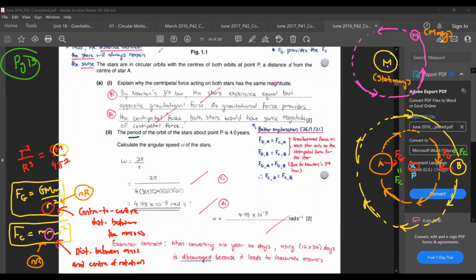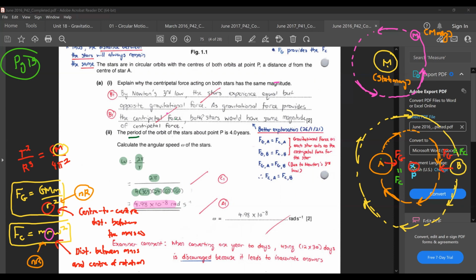You can actually just find omega from omega equals 2 pi over T. So T equals 4 years multiplied by 365 days, multiplied by 24 hours, multiplied by 60 minutes and 60 seconds, giving you 4.98 times 10 to the power minus 8 radians per second.